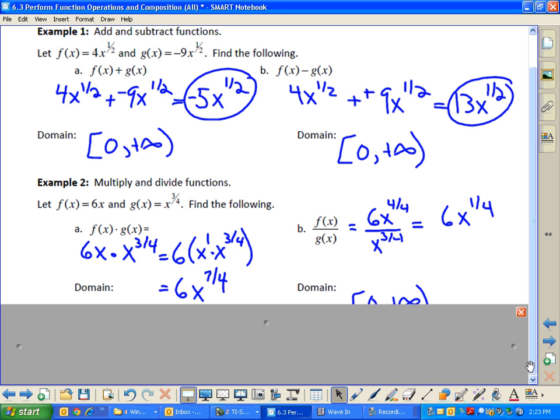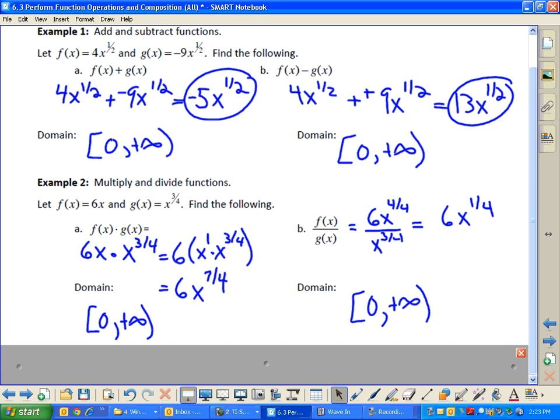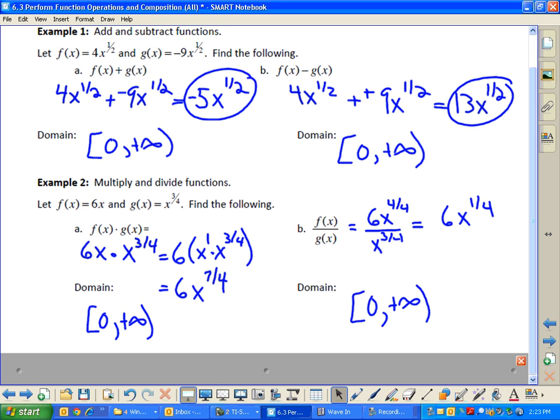to kind of verify. What I do see is that I'm fourth rooting, and we can't take the fourth root of a negative number, very much like we can't take the square root of a negative number. So the domains are actually the same as they were in example 1. And again, your calculator will verify that.